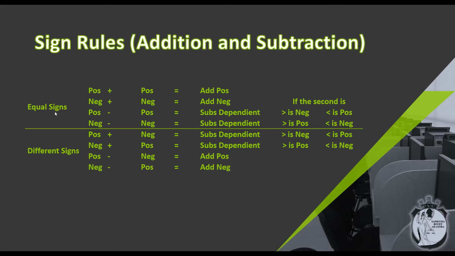If you have equal signs, positive plus positive, you get an addition, positive. If you have negative plus negative, you have an addition, negative. If you have positive minus positive, you get a subtraction. If you have different signs, you need to do that.